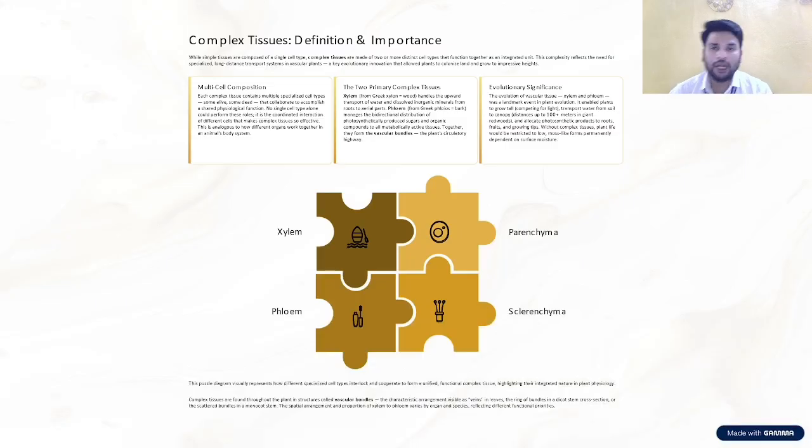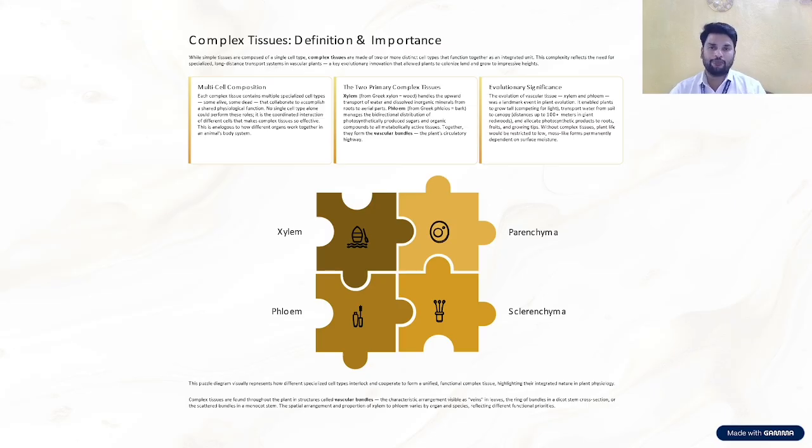Okay, the complex tissue. The second part is complex tissue. The complex tissue definition and importance. Simple tissue is composed of a single type of cell, but complex tissues are made of two or more distinct types of cells that function together as an integrated unit. This completely reflects the need for a specialized long-distance transport system in vascular plants, a key evolutionary innovation that allowed plants to colonize land and grow to impressive heights.